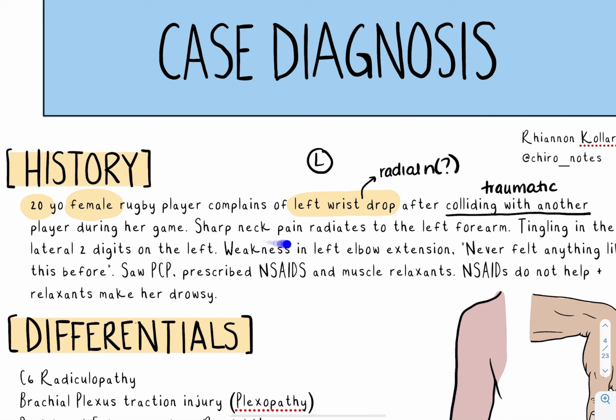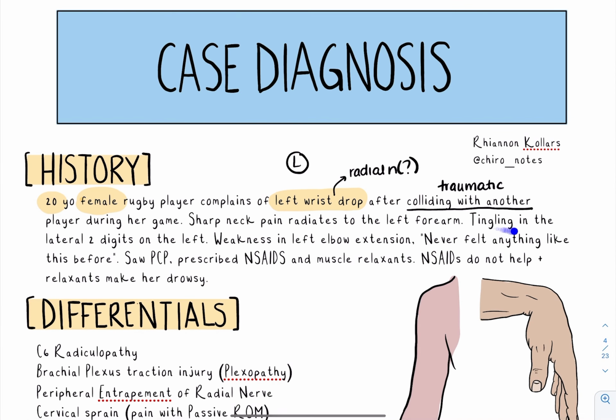She had sharp neck pain that radiates to the left forearm. So sharp pain in the neck that radiates or goes down the left forearm, all the way from the shoulder down to the left forearm. She then has tingling in the lateral 2 digits on the left hand, weakness in left elbow extension, and has said she never felt anything like this before.